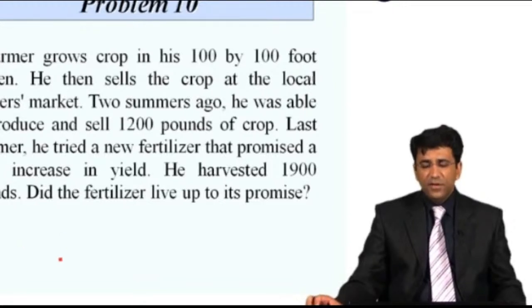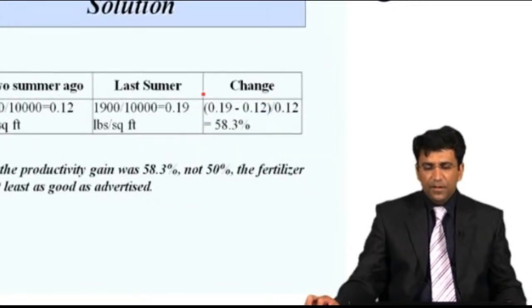Now students, again, this is a very simple question. This is actually our output, that is 1200 pounds before the use of the new fertilizer, and this is our input, that is the 100 by 100 area of the crop land. So this is taken as input. 100 multiplied by 100 is equal to 10,000. So students, 1200, the output, divided by this input, will be equal to 0.12 pounds per square foot. So this is our initial productivity.